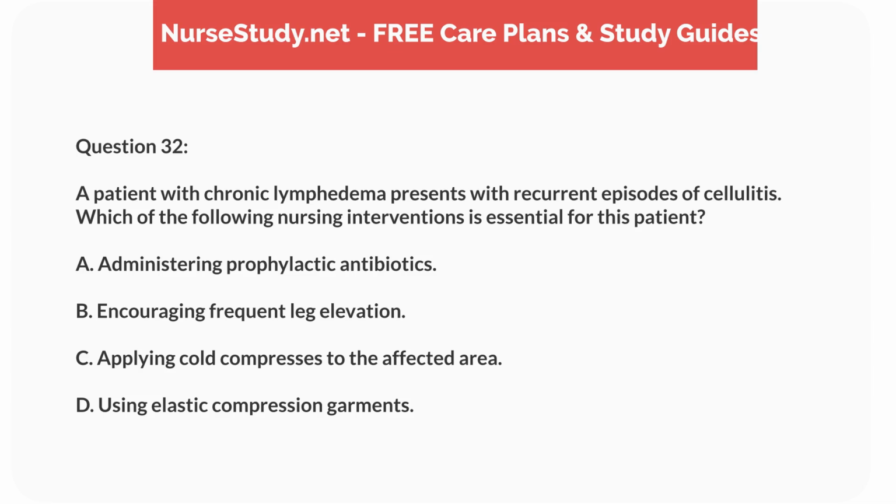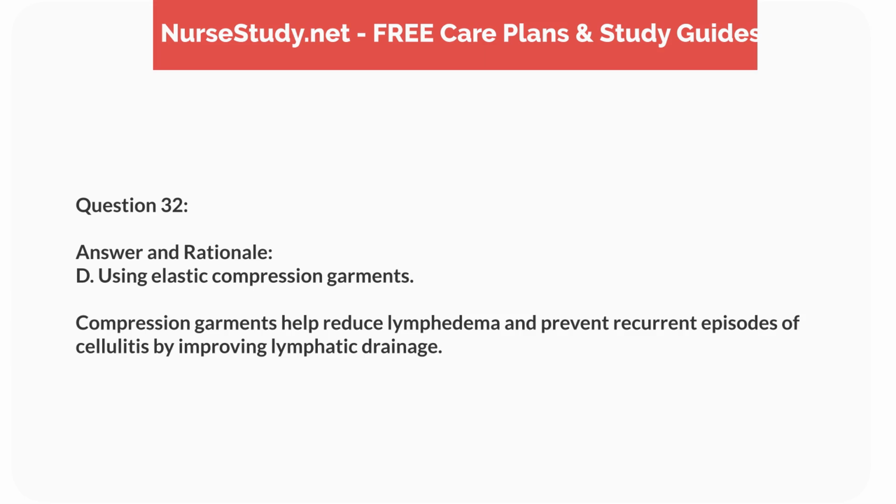Question 32. A patient with chronic lymphedema presents with recurrent episodes of cellulitis. Which of the following nursing interventions is essential for this patient? A. Administering prophylactic antibiotics. B. Encouraging frequent leg elevation. C. Applying cold compresses to the affected area. D. Using elastic compression garments. Answer and rationale. D. Using elastic compression garments. Compression garments help reduce lymphedema and prevent recurrent episodes of cellulitis by improving lymphatic drainage.